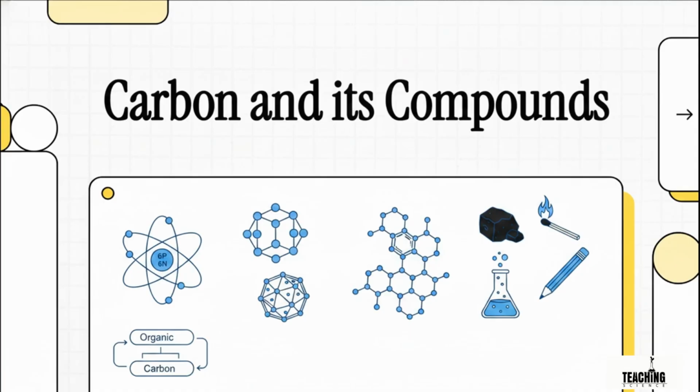Welcome to Teaching Science. Have you ever wondered why, out of all the elements in the periodic table, only one gets an entire chapter dedicated to it in your Class 10 chemistry syllabus? Well, today we are diving into what is honestly the most fascinating and sometimes the most misunderstood topic of the year: carbon and its compounds. I know this chapter can feel a little intimidating at first, but don't worry. We are going to break it down step by step in the absolute simplest way possible.